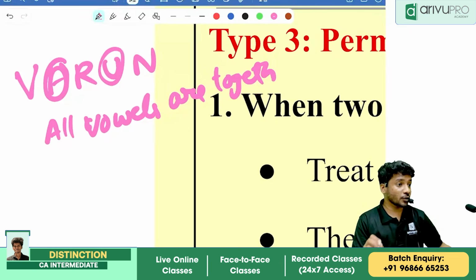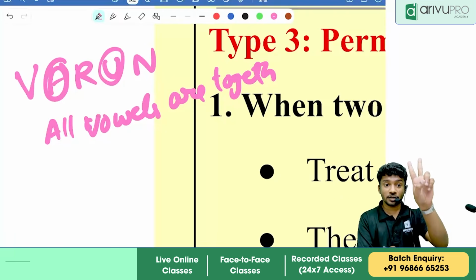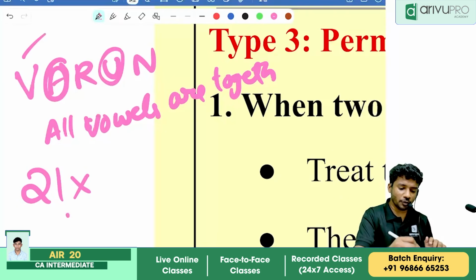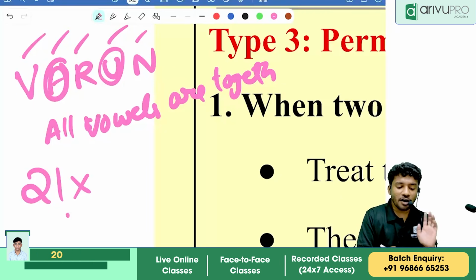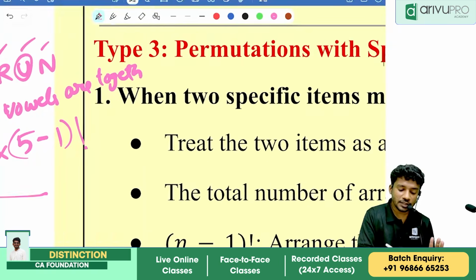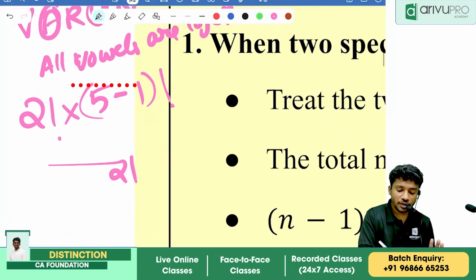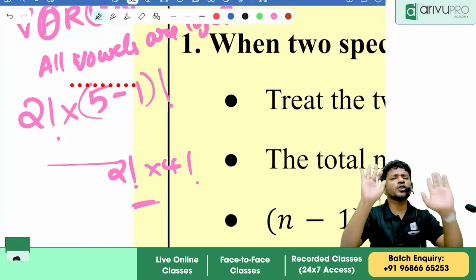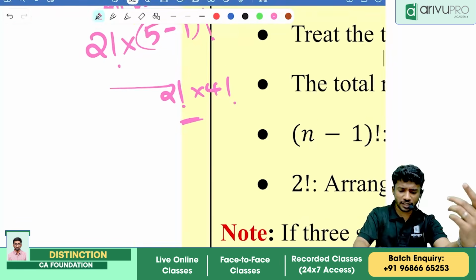All vowels together means how many are together? 2. 2 factorial into, in total how many are there? 1, 2, 3, 4, 5. That means 5 minus 1 factorial. That is 2 factorial into 4 factorial, our shortcut. Are you getting it? I know you will not get it. That's why I will come with the next question.